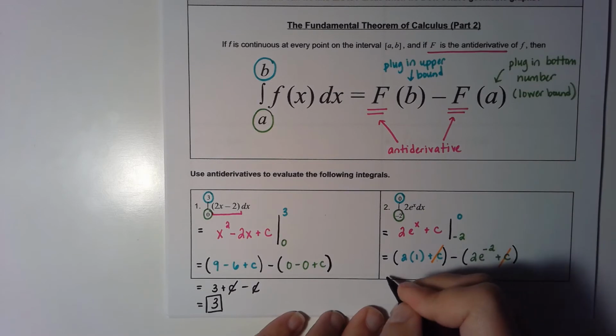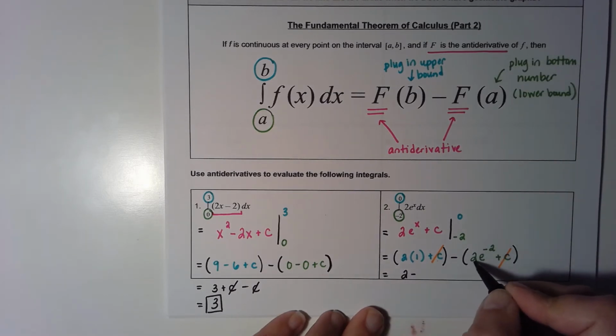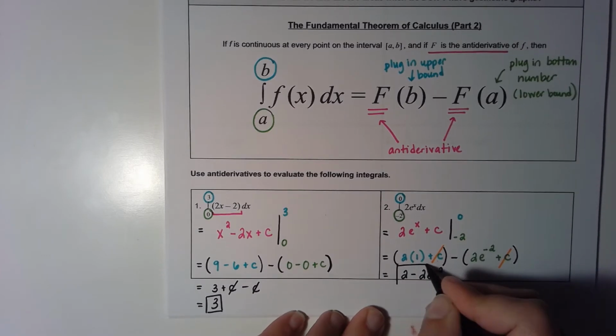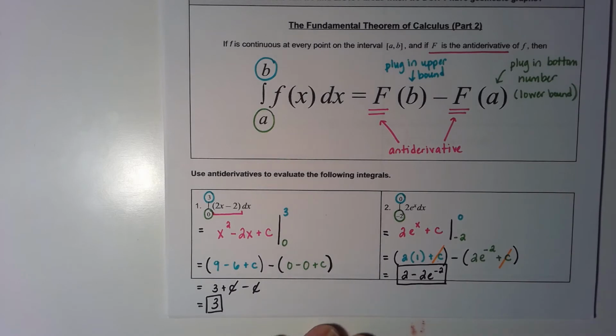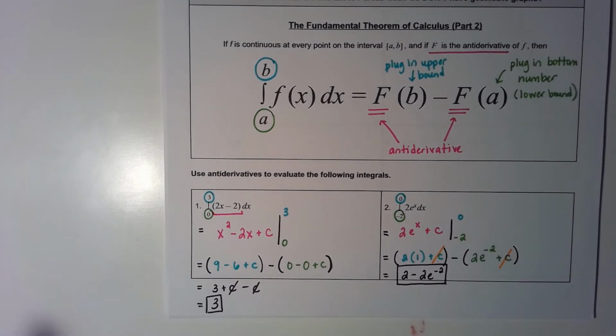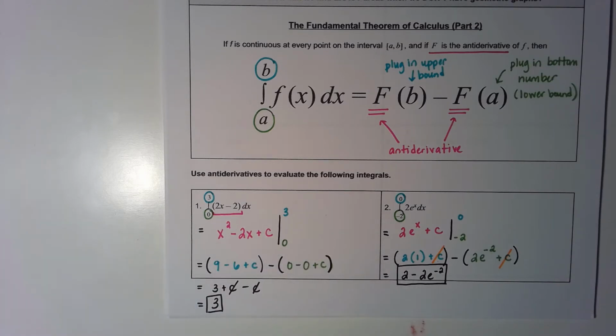And so what we're going to get here is 2 times 1, which is 2, minus 2 e to the negative 2, and that's your answer. And the reason that that's your answer is we don't know those values off the top of our head, so we're just going to leave them like that. And that is how you can use an antiderivative.